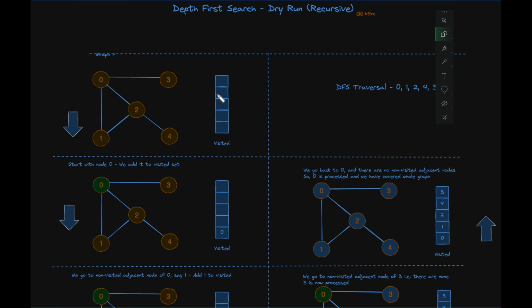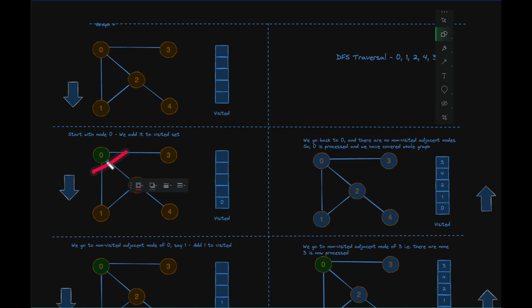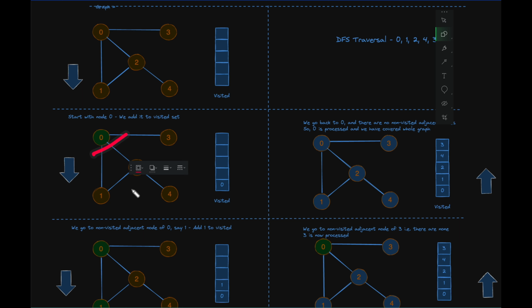So we are again using the same graph with five vertices, from 0 to 4, and we just use the visited set for now because we don't have to use a stack, and we can just use the recursive stack. So the idea is again the same. We push 0 to the visited one, and now we will look for all the non-visited adjacent nodes for this one. So in this case it will be 1, 2 or 3.